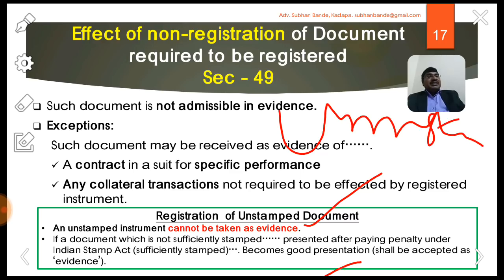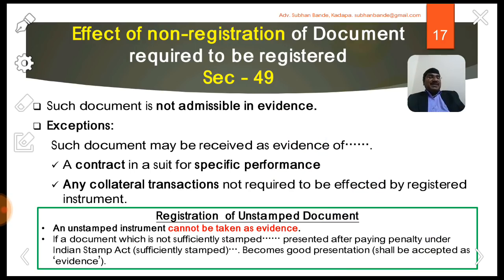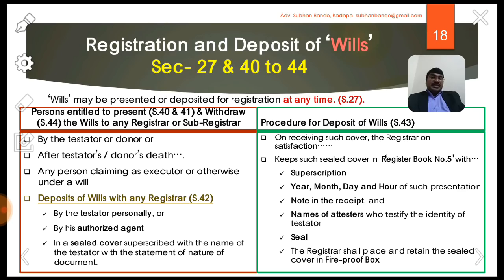Unstamped instruments cannot be treated as evidence. If the unstamped instruments, or those which are not sufficiently stamped, are presented after paying the penalty under the Indian Stamp Act, then they become good presentation and shall be accepted as evidence in the court proceedings. This is the rule specified under section 49 of the Registration Act 1908.